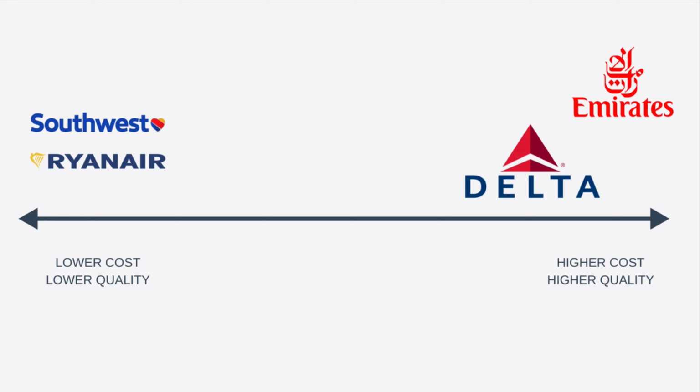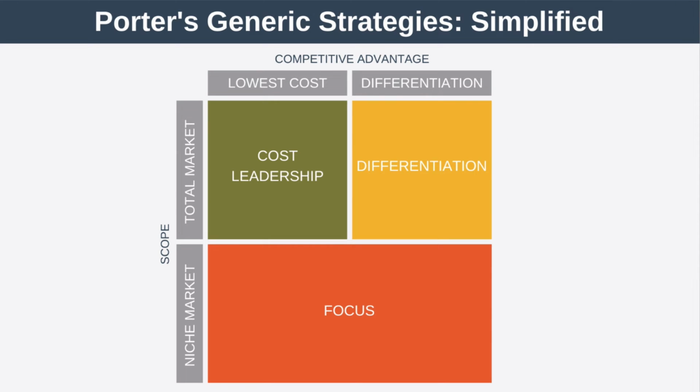Now, Porter's generic strategies were laid out in the 1985 book Competitive Advantage by Michael Porter, and Porter says that there is only one way that firms can gain a sustainable advantage, and that is by offering greater value than their competitors. However, Porter says that there are three mechanisms or three generic strategies that you can leverage to deliver greater value than your competitors.